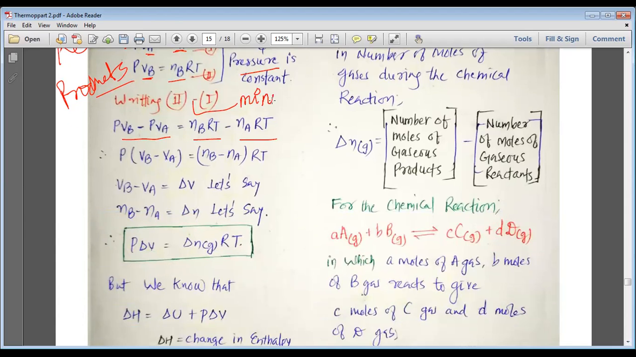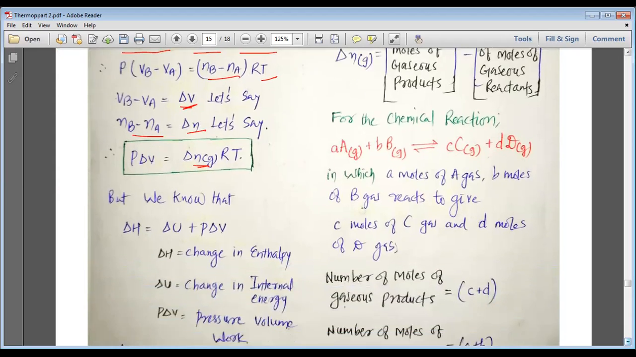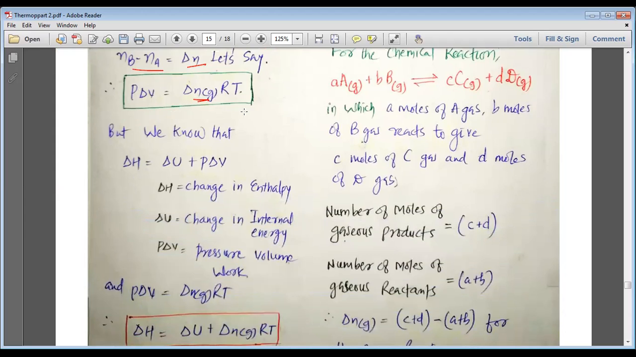So we take the subtraction. By subtracting equation 1 from equation 2, we get PVB minus PVA is equal to NBRT minus NART. If we take P common, then P(VB minus VA) is equal to (NB minus NA)RT. This NB minus NA, we call it delta N gas, and VB minus VA, we call delta V. So finally, we get P delta V is equal to delta N gas RT.